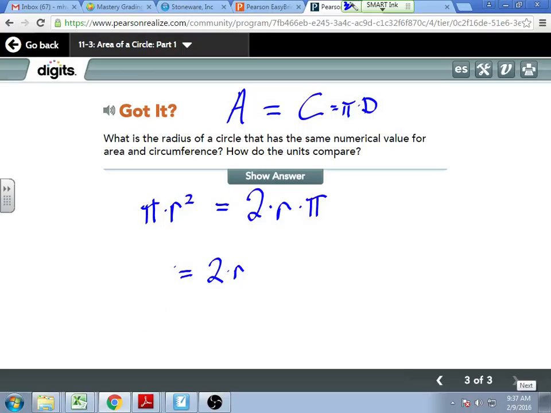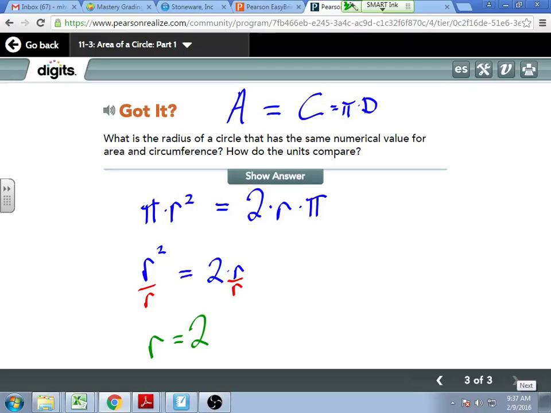That would give me r squared is equal to 2r. Well, r squared, I could actually rewrite that as r times r. Divide by one of the r's. If I divide r by r, that gives me 1. Because really, what we're doing is taking r squared divided by r, which gives me just r as the answer. r equals 2. So r is 2?